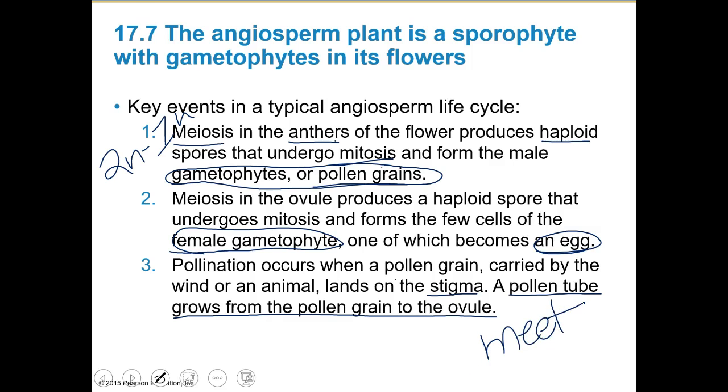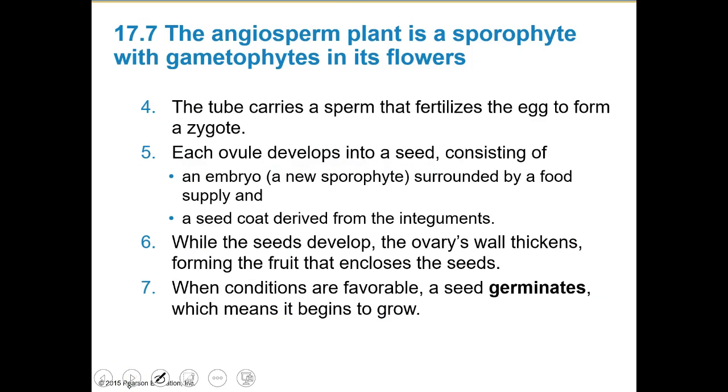Okay, so this is sort of where fertilization is going to happen. There's a couple of things, and we're making those things meet so it happens. That tube carries the sperm to the egg to form the zygote. So we're really, really meeting. Okay, sperm and egg meet, there's the zygote.